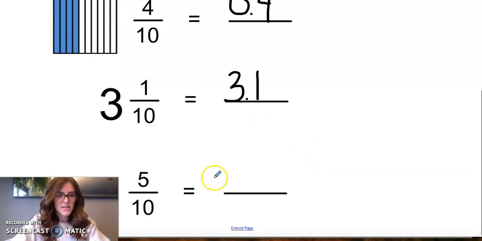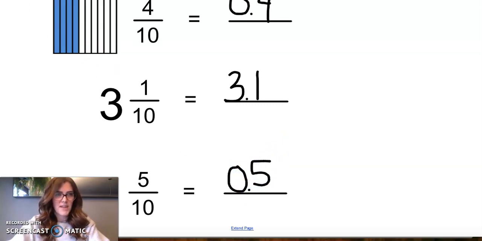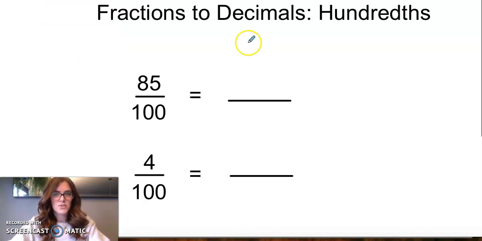Then we go to our last one, we have 5/10. We don't have any whole numbers, so we can put a 0 before our decimal, then our decimal point, and then 5/10, just like that. Awesome. Let's move on to hundredths.